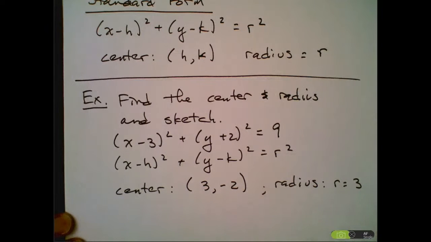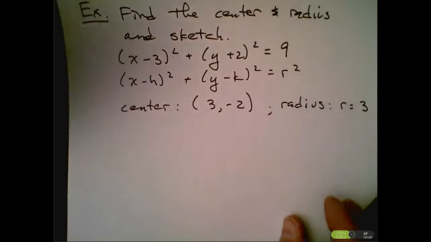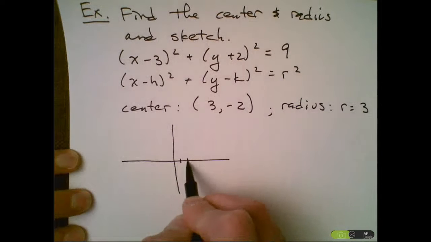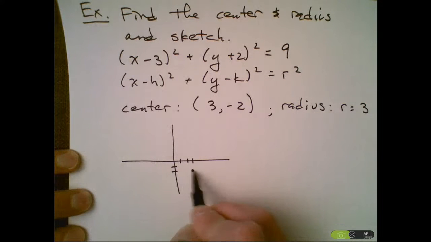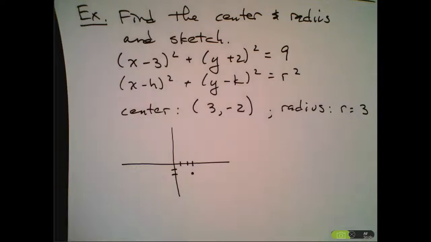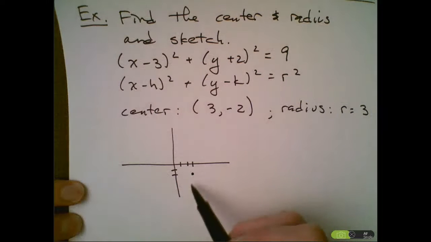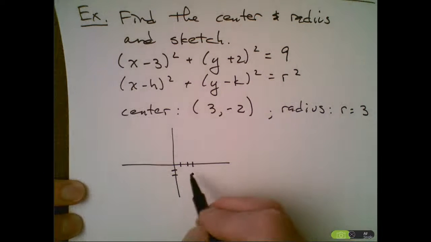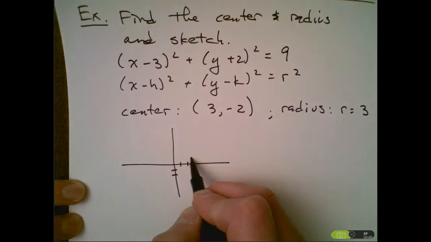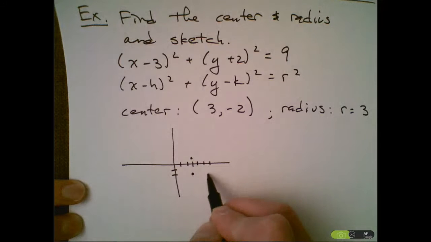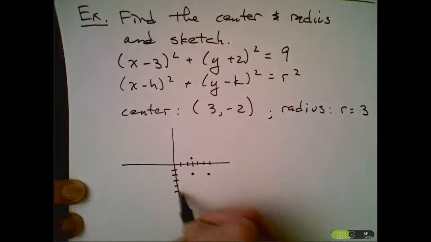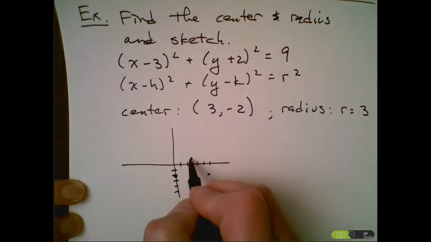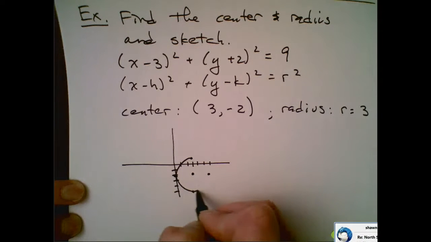So I've got the center, I've got the radius. We can make a quick sketch. So I've got the point 3, negative 2 for my center, and then I'm going to go 3 units up, down, right, and left from my center to get a few spots on the circle since my radius is 3. So I'm going to go up 1, 2, 3. I'm going to go over 1, 2, 3. I'm going to go down 3, and I'm going to go to the left 3. So these are 3 points, and then I can kind of sketch in my circle.